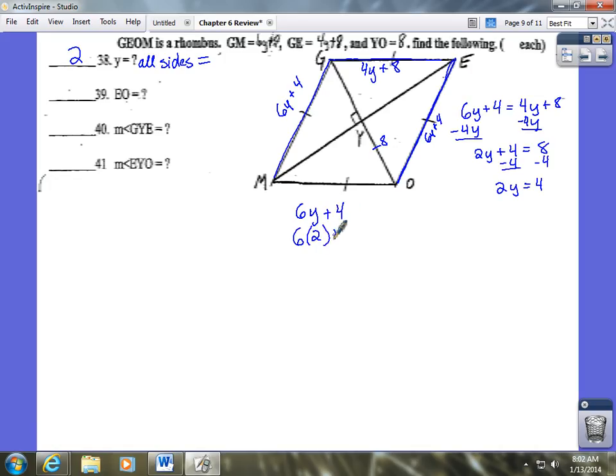Which means that this side is 16, and this side is 16, and this side is 16. Measure of GYE. I want this angle. If this is 90 degrees, they are all 90 degrees. And EYO. I want this angle, and like I said, if one is 90 degrees, they are all 90 degrees.